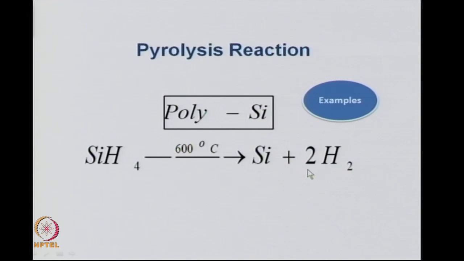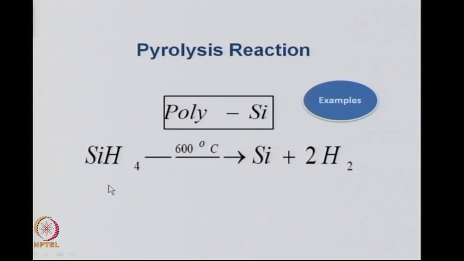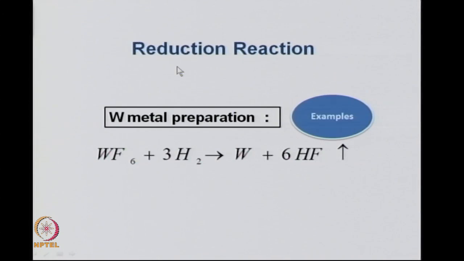So, this is a typical reaction where pyrolysis is taking place, that means breaking down of a compound by giving some heat, at high temperatures you are breaking this up to give you these molecules. These molecules will be transported to the substrate and form the film. So, this is a CVD process which uses a pyrolysis reaction.